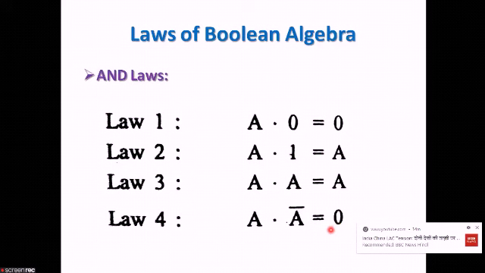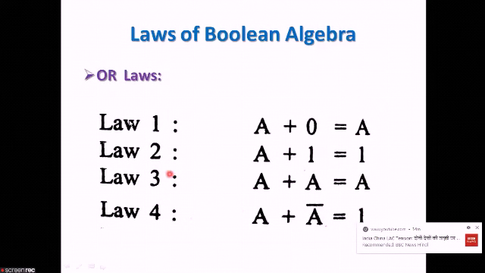Next are the OR laws. The OR laws come under the laws of the Boolean algebra. In the case of the OR laws, there are also 4 OR laws. Law number 1 is a plus 0 is equal to a. Law number 2 is a plus 1 is equal to 1. Law number 3 is a plus a is equal to a. Law number 4 is a plus a bar is equal to 1.